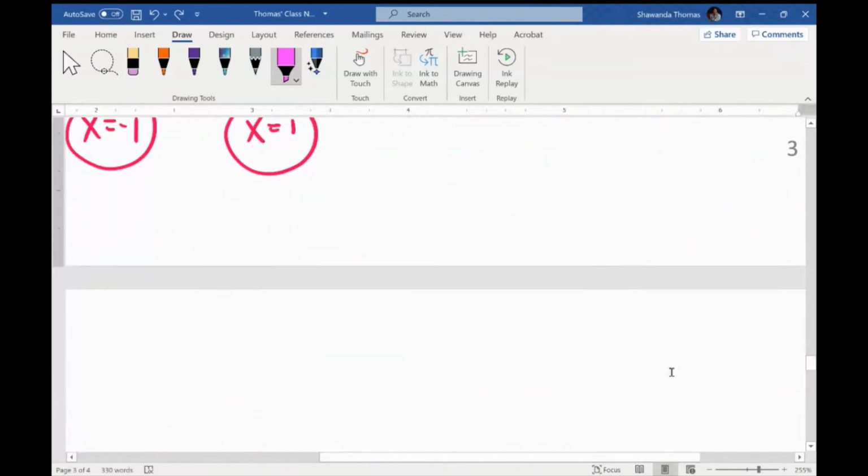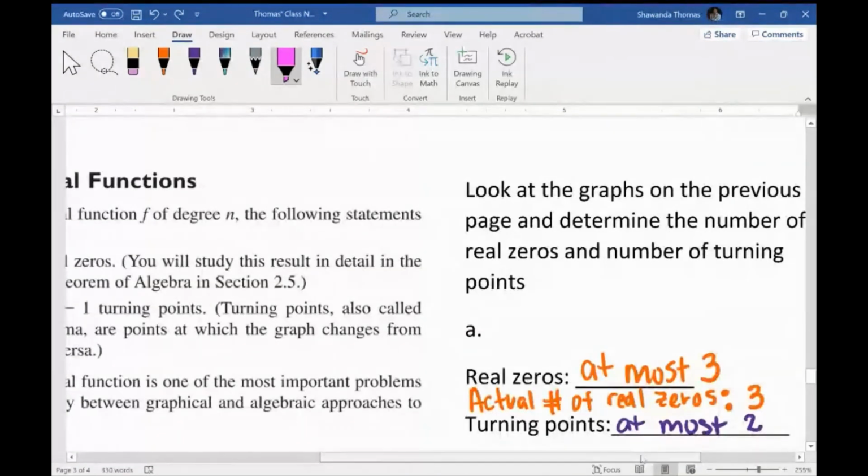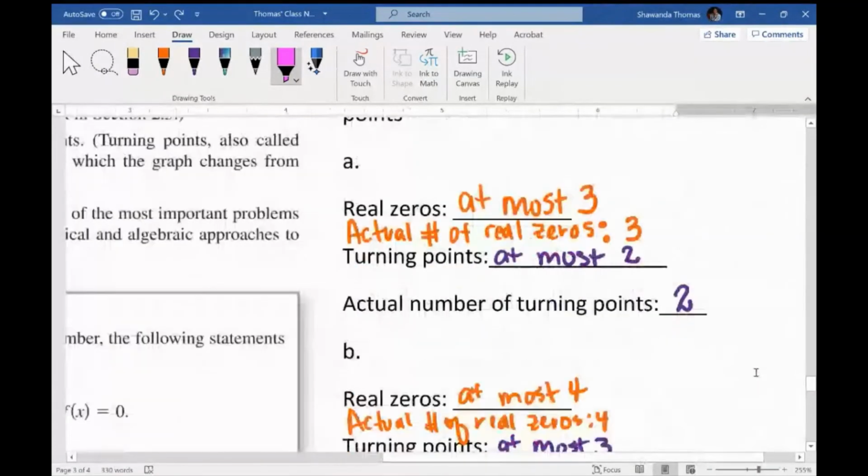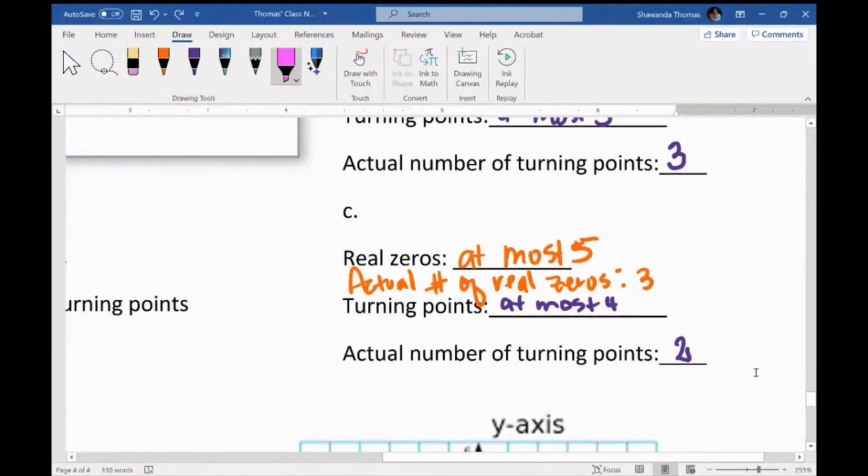All right. So that one was slightly different. Just because you say that there is a maximum number doesn't mean it's going to be the same as the actual. Notice for real zeros, at most it could be 5, but we only really ended up getting 3 real zeros because 2 were imaginary, so they weren't real. Turning points: you could have at most 4, but in actuality, when we looked at the graph, there were only 2 turning points.